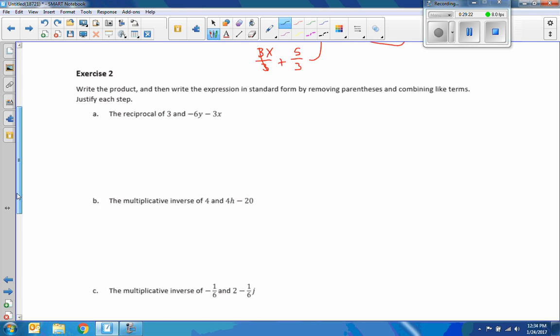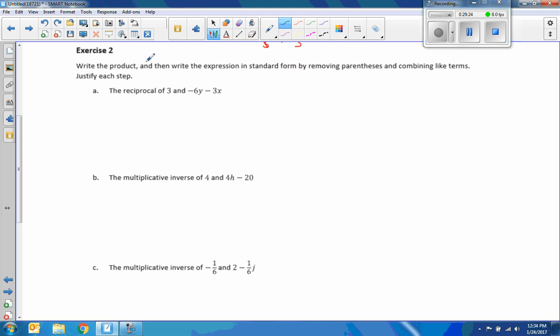Okay. Number 2. Write the product and then write the expression in standard form. So here's the word product. And there's the word and. Product means to multiply, so I'm going to put a multiplication symbol where I see the word and. The reciprocal of 3. That's the same as inverse, 1/3. And I'm going to multiply it by negative 6y minus 3x. So I'm going to distribute.